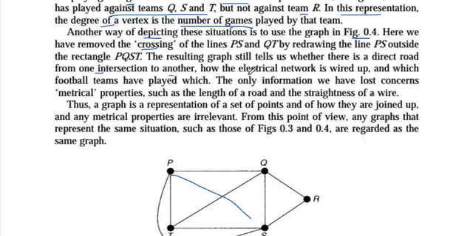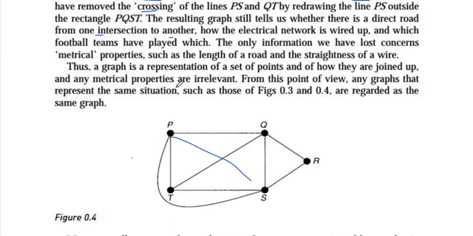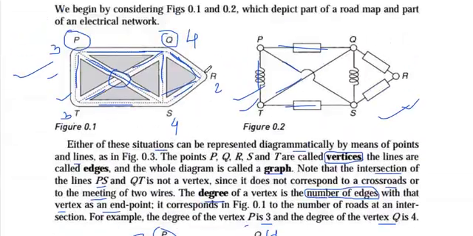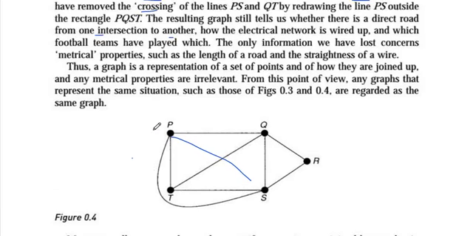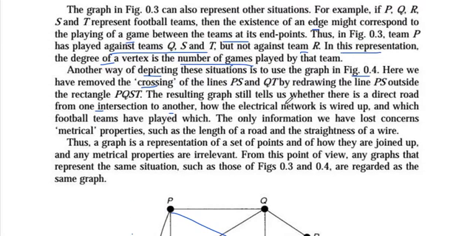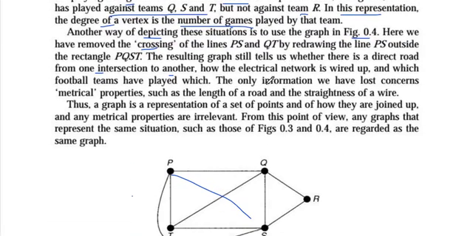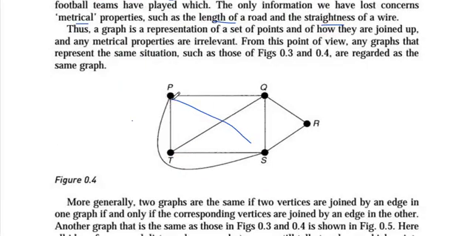This is how an electric network is wired up. This is also the same graph; all 4 graphs are the same. Yes, we can still move from P to S, we can still go from P to Q, and we can still go from P to T. The only information we have lost concerns metrical properties, such as the length of a road or the straightness of a wire. Here the wire is not straight, and length is not relevant.